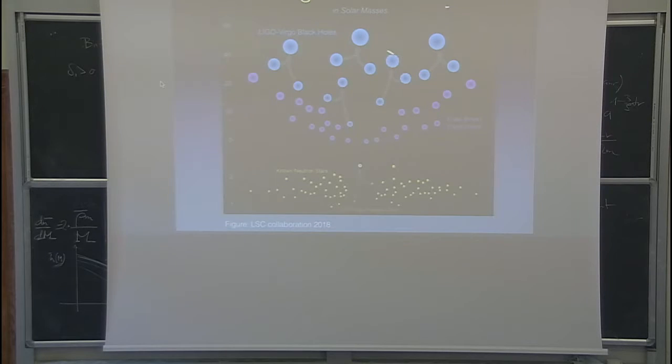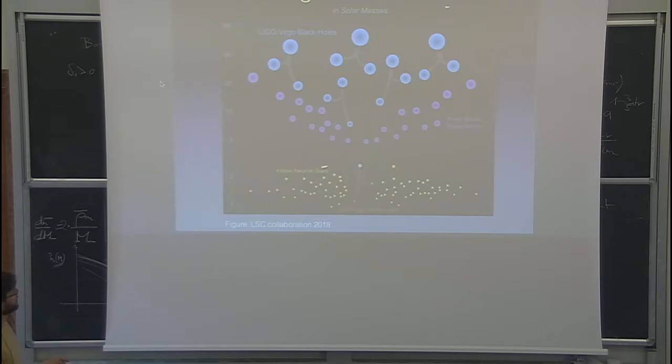It was quite unexpected. Most people expected black holes for LIGO of 10 solar masses, maybe 20. Nobody expected these very large black holes of 50 solar masses or more.